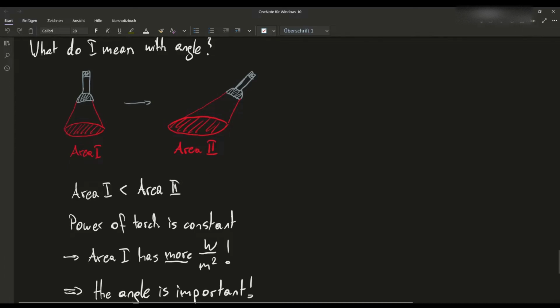So you can see that even though they are at the same distance to the ground, and that's important, they have a different amount of power per square meter, or also of energy per square meter, right? Power is just energy or work over time, so, you know.